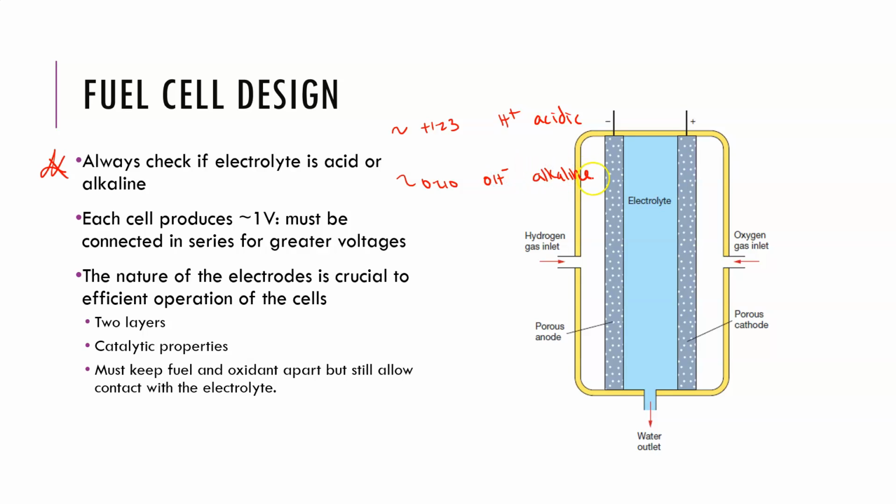We need to make sure, if it says it's an alkali fuel cell, we're using this one. If it says it's acidic conditions, we're using this one. This is a common mistake, and we want to make sure that we use the right half equations when talking about fuel cells.